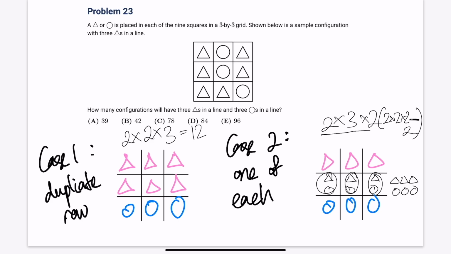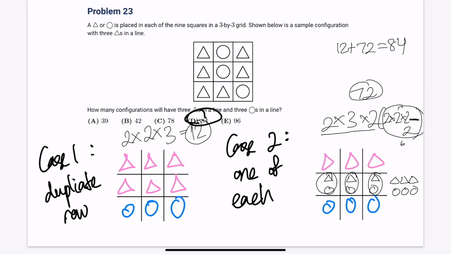So that means we'll have 2 times 3 is 6, times 2 is 12, and then this is 8 minus 2 is 6, so 12 times 6, 72 for this case. So 12 from case 1, 72 from case 2, that adds up to 84, which is answer choice D.